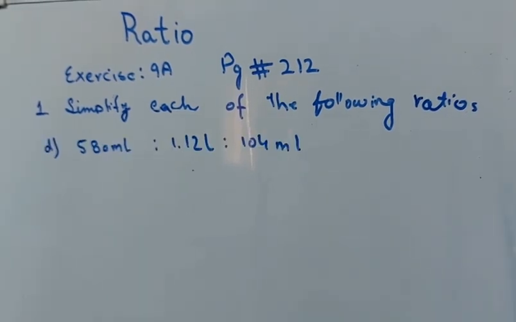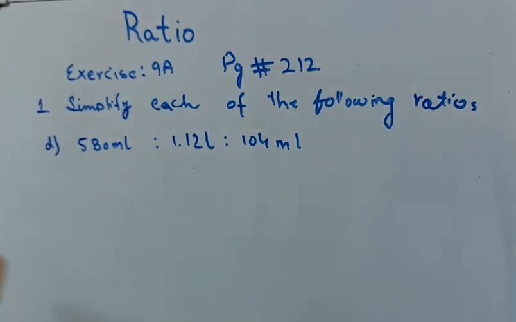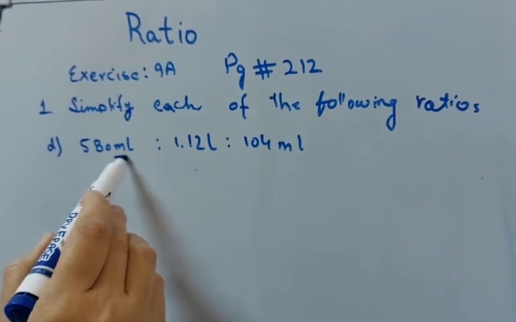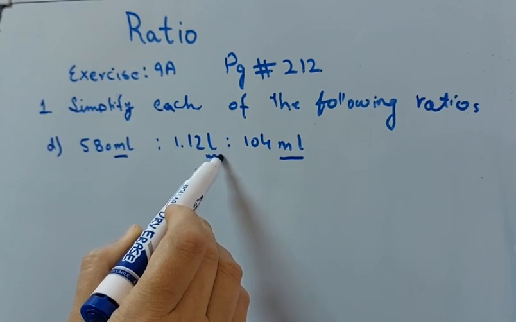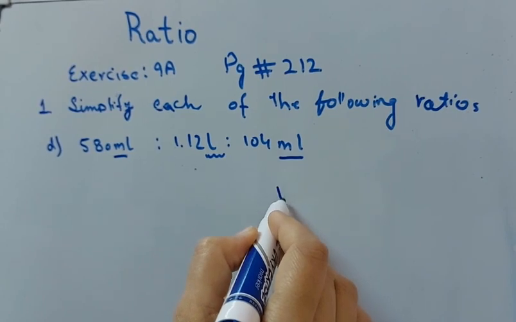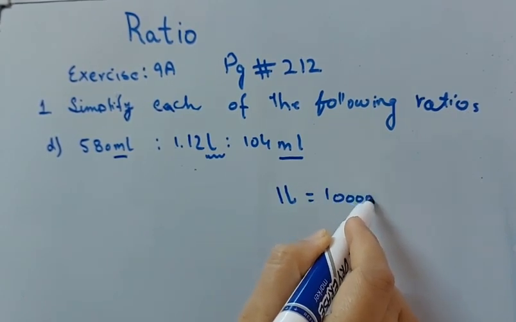Okay, part D is 580 ml ratio 1.12 liters and 104 milliliters. So what we have to do, we have to shift all the terms into a common unit. Both are carrying milliliter. This one only carries liters. So we have to shift this liter into milliliter. As we know, 1 liter is equal to what? 1000 milliliter.